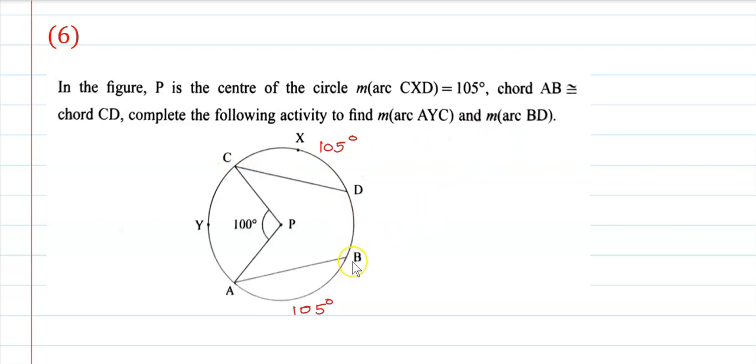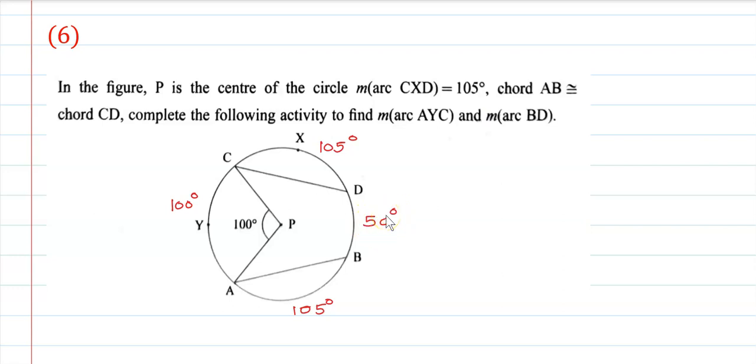Okay, now let us start. What will the measure of arc AYC be? It will be equal to the central angle. Therefore, the measure of arc AYC is 100. And what is the last remaining? The measure of arc BD. What will that be? 360 minus the sum of all these three angles. What is here? 100, 105 and 105. That is 310. Therefore, the measure of arc BD is equal to 50 degrees.